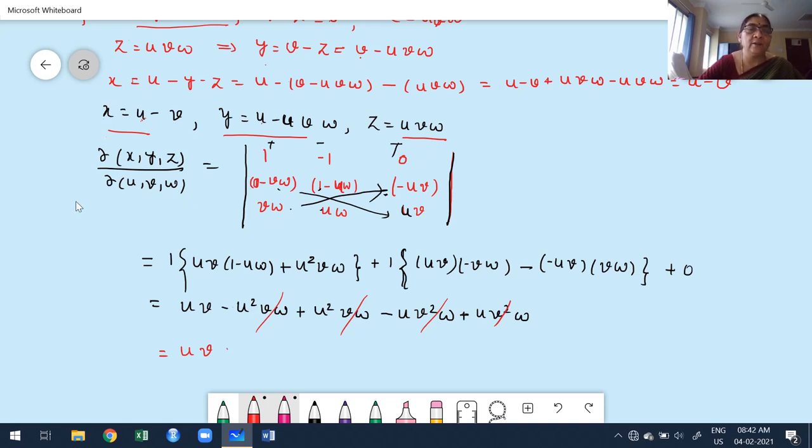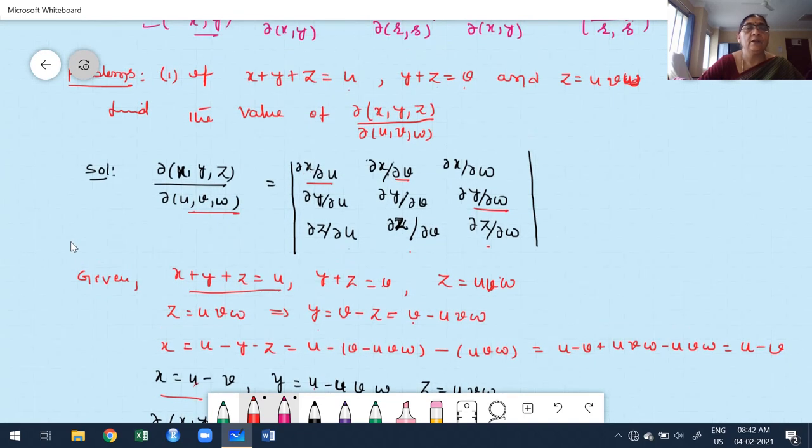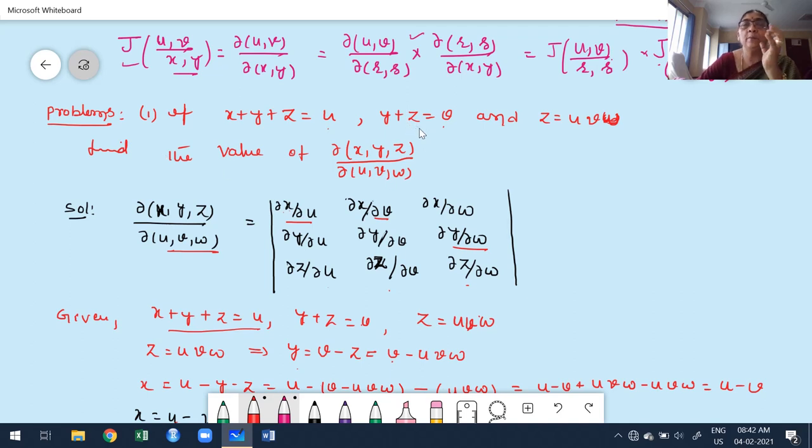Now, before winding up this class, I'm going to explain this once again. If x plus y plus z is equal to u, y plus z is equal to v, and z is equal to uvw, I want to find the Jacobian of xyz with respect to uvw. First you express it in the form of a determinant: first order partial derivatives of x with respect to uvw in the first row, y with respect to uvw in the second row, z with respect to uvw in the third. To find these values, first you have to express x, y, z in terms of uvw, so x, y, z must be functions of uvw. But the problem does not directly give x, y, z as functions of uvw.